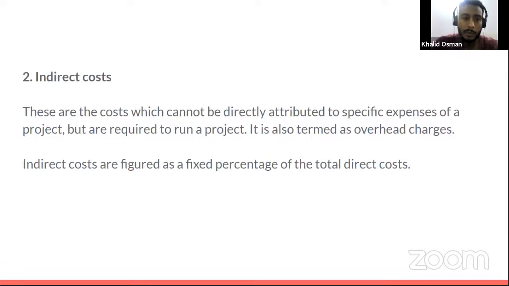It's really hard to exactly estimate the cost of your project. So that's why you put this overhead charge, because some expenses occur during the project that you want to cover.